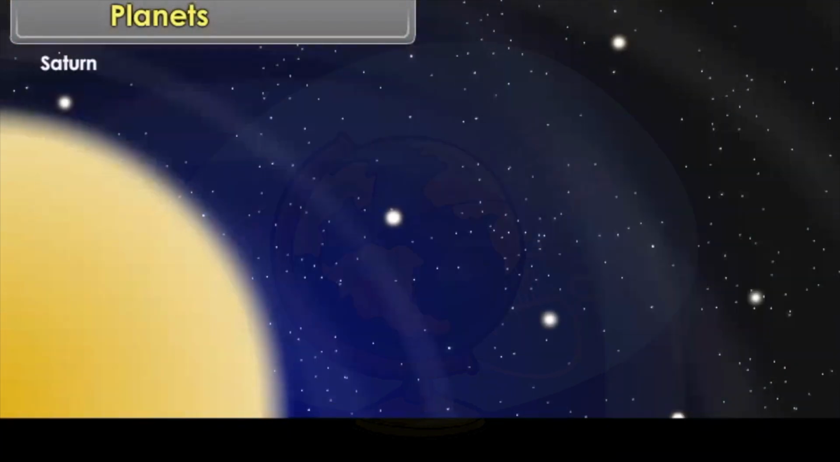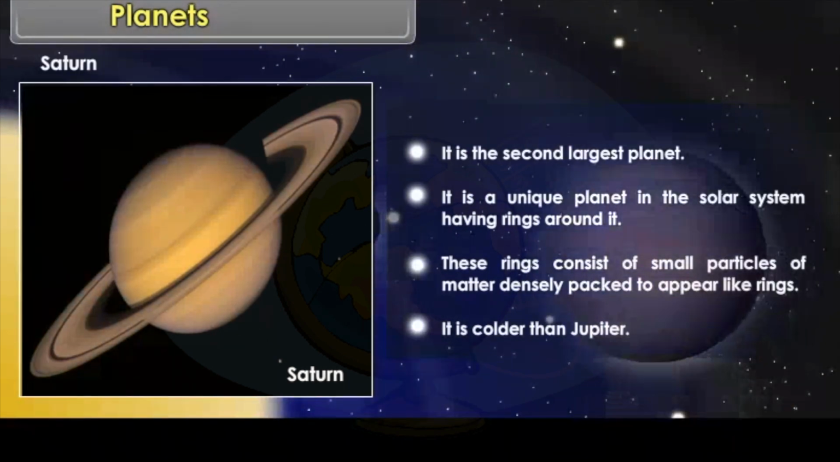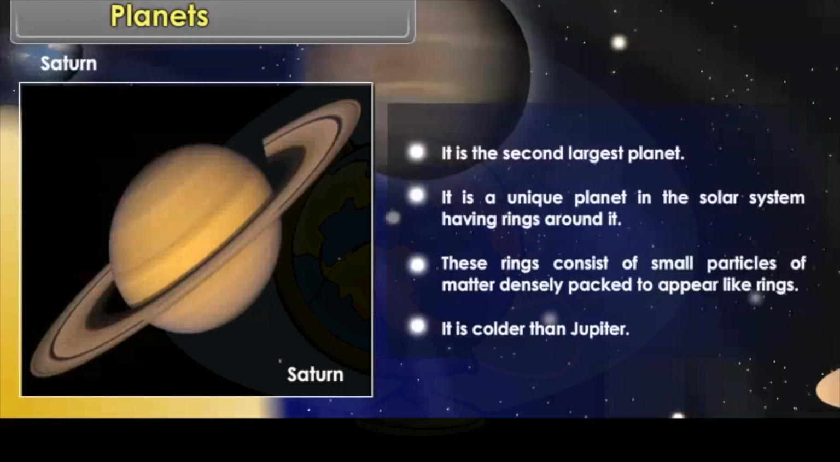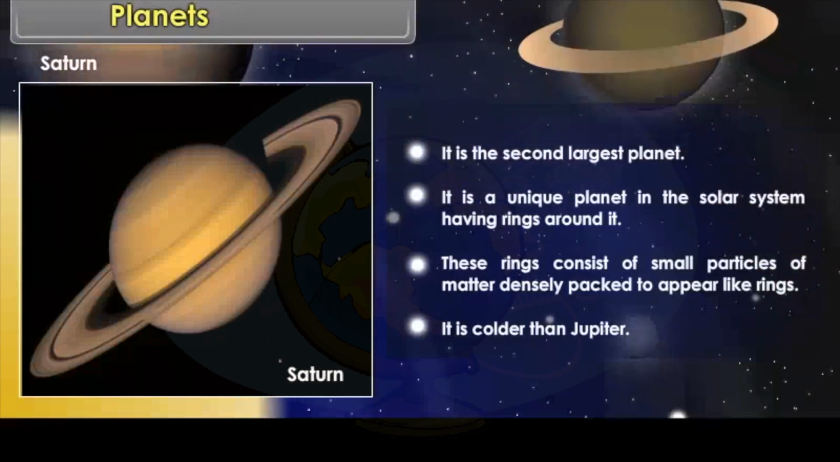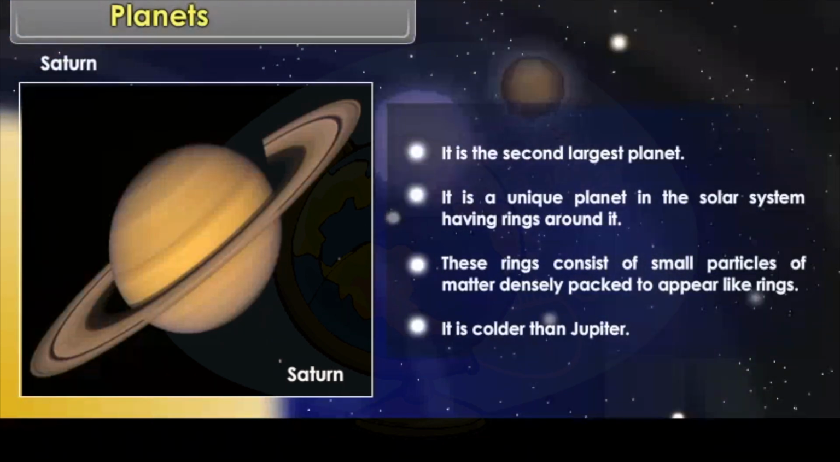Saturn. It is the second largest planet. It is a unique planet in the solar system having rings around it. These rings consist of small particles of matter densely packed to appear like rings.